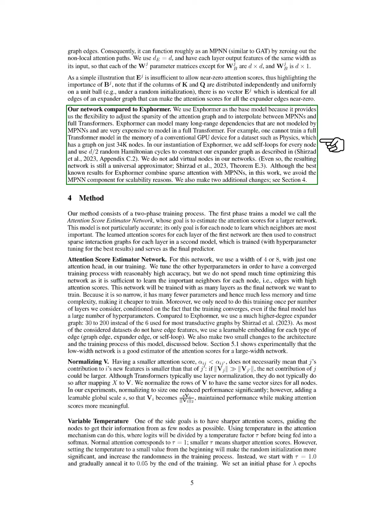Our implementation of Spexphormer includes self-loops for every node and utilizes random Hamiltonian cycles to create the expander graph, while we do not incorporate virtual nodes. Despite this, our network remains a universal approximator. Although the best results for Spexphormer combine sparse attention with message passing, we focus on scalability by avoiding the MPNN component and making additional adjustments as detailed in our paper.